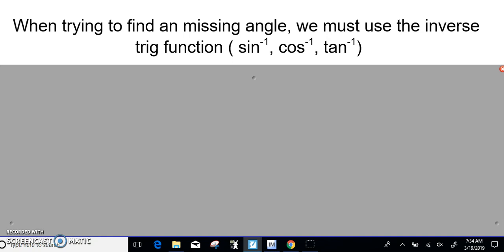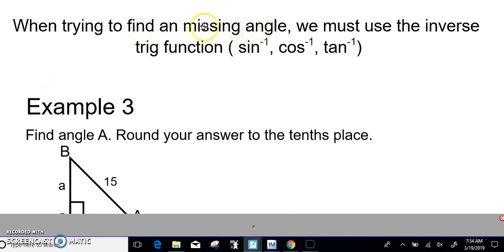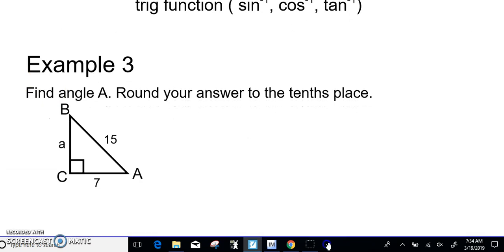But when we do that, we must deal with our inverse trig functions. So the inverse trig functions mean sine to the -1, cosine to the -1, tangent to the -1. Again, we're not going to say sin and cos and tan. We call it sine, cosine, and tangent. We're going to use these in example 3. Again, when we're trying to find a missing angle, we use the inverse. You'll see what we're talking about, and we'll deal with this more when it comes to law of sines and law of cosines later on.